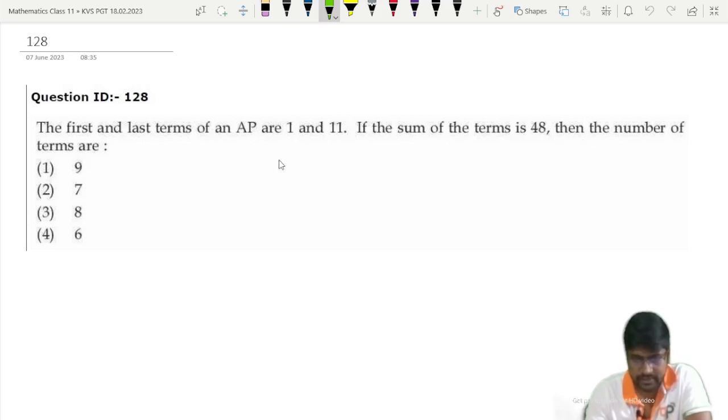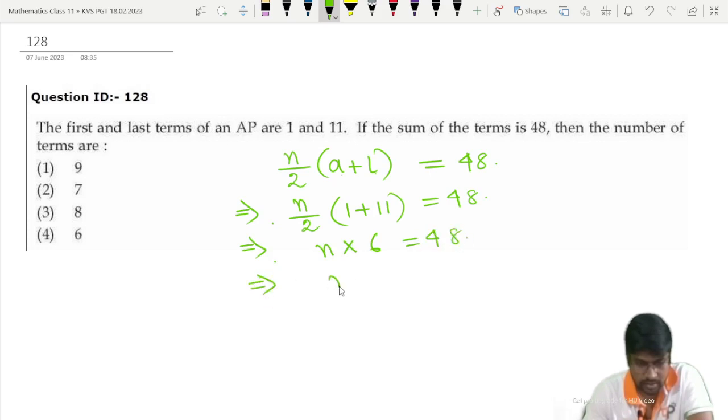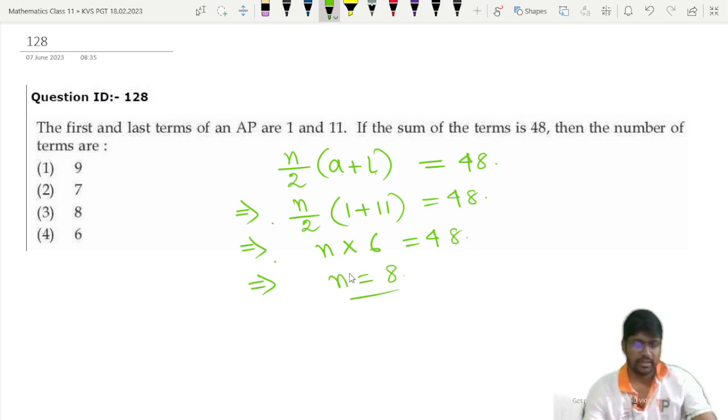So we know the sum of n terms is n by 2 into a plus l. This is given as 48. A is the first term and l is the last term, and n is the number of terms. So a is given 1 and l is given 11. So n by 2 into (1 plus 11) is equal to 48. This will give us n into 6 is equal to 48. So n is equal to 8. So the number of terms is 8.